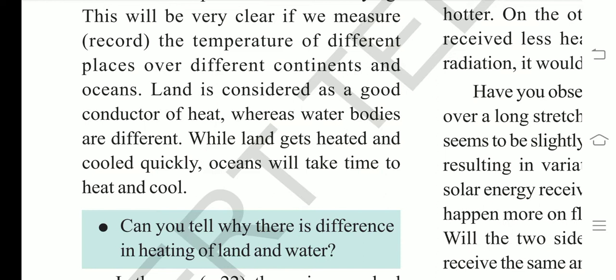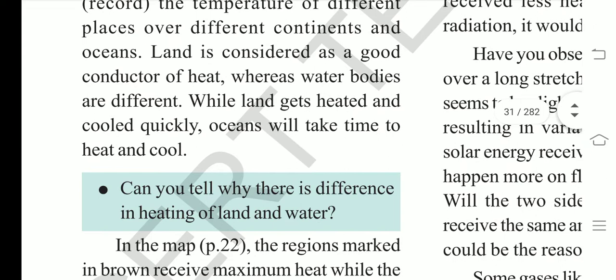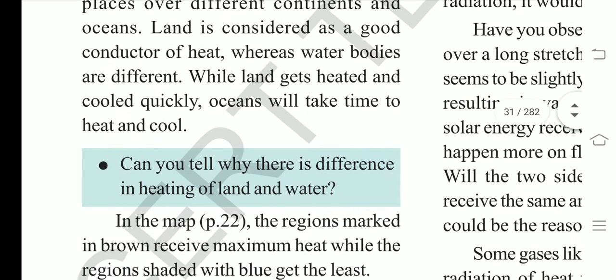So the land heats up very soon, whereas water bodies heat up very late when compared to the land. Understand? So that is the difference in the absorption of heat by land and water bodies. Understand? So why is it like that? Why do land and water bodies not heat up at the same rate?